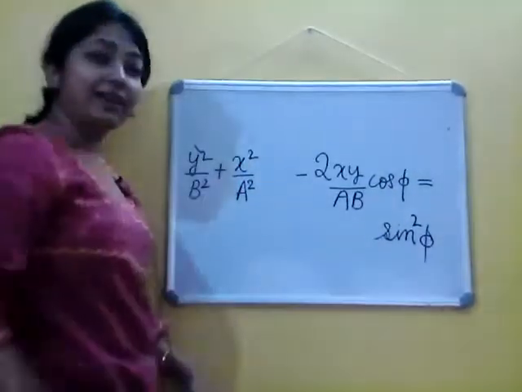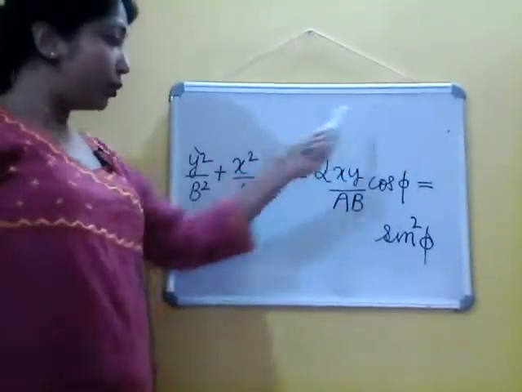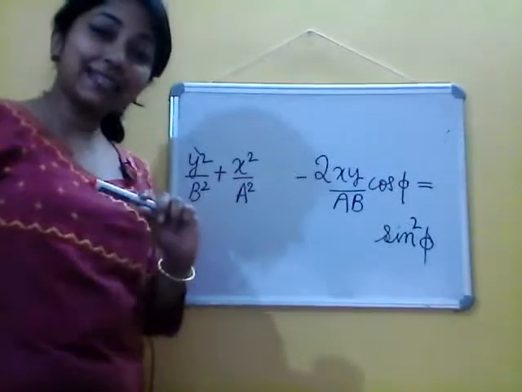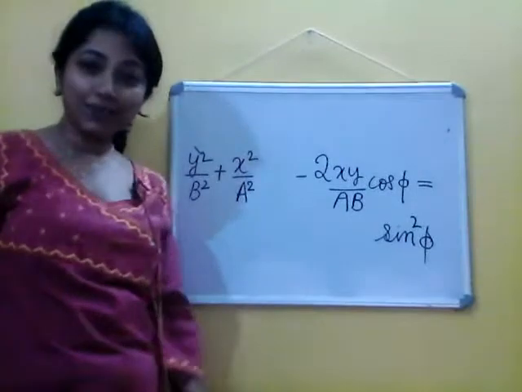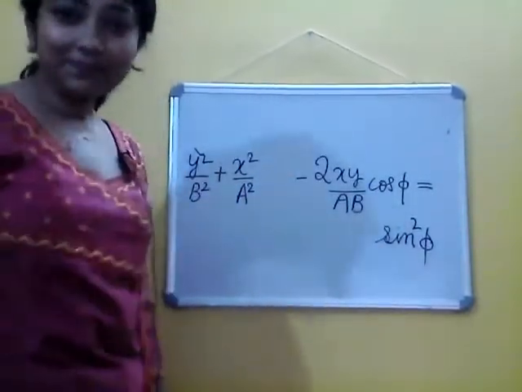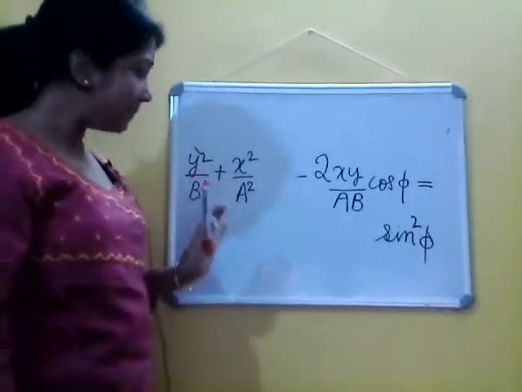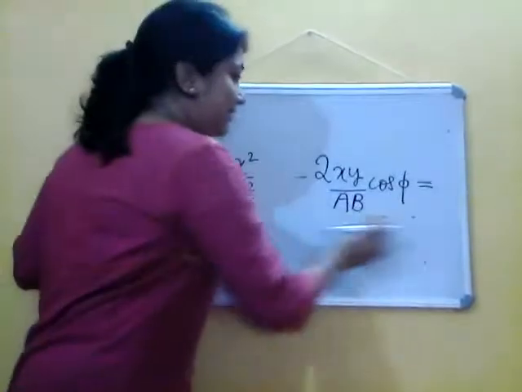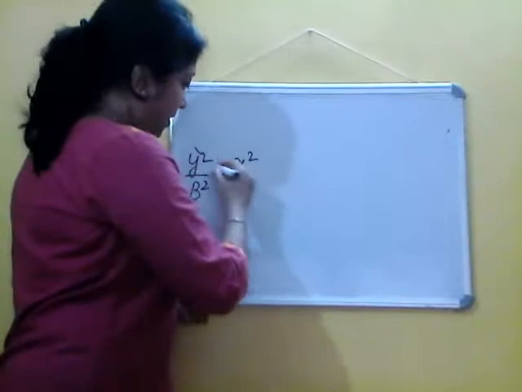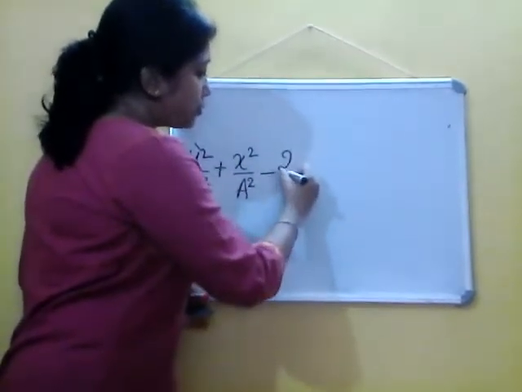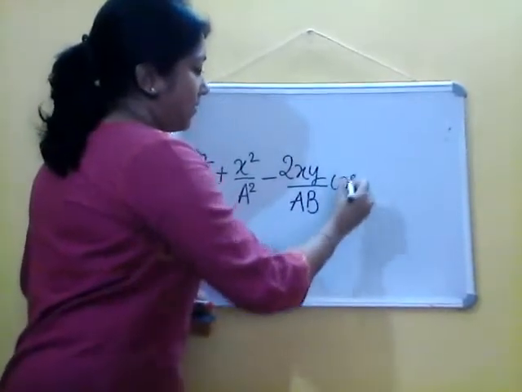Did you all follow what I have done? I have brought the x square by a square sine square phi term to the left hand side, and then I have added it with the cos square term, and that has given us only x square by a square. Correct? Very good. Very nice. All right. So in this scenario, just hold on. Let me write it a little nicely. Then we will discuss. So x square by a square plus y square by b square minus 2xy by ab cos phi. What was that?